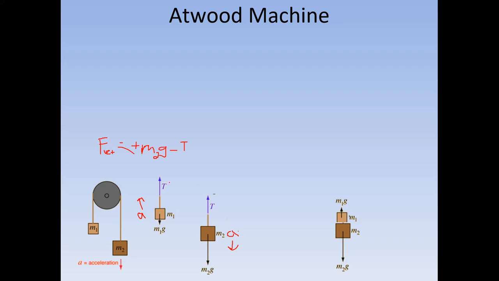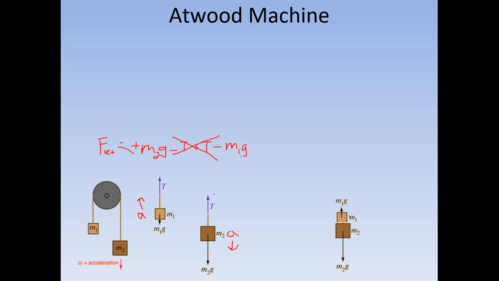Now I'm going to go to the second object. Here, acceleration is now different. It's actually going up this time. So this tension becomes positive T. And then down here, we have the force due to gravity pulling down, which makes this negative M1G. Notice that I can now simplify this a little bit, and I have minus T plus T. Both these tensions are the same, so now that drops out.